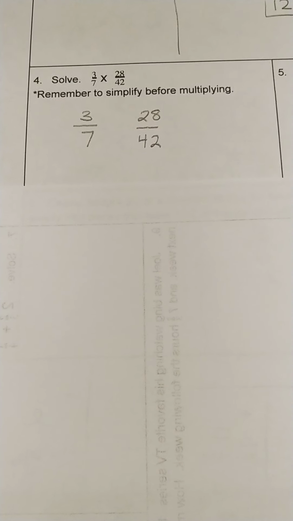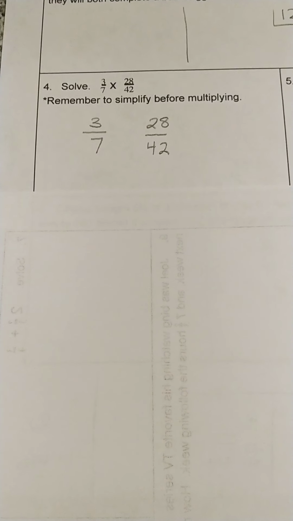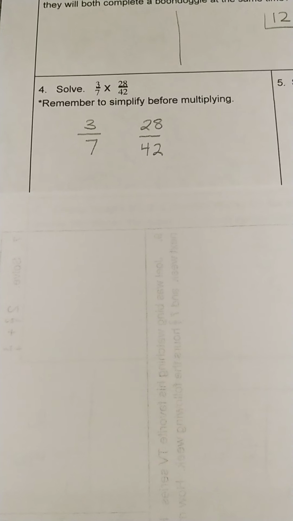In problem number 4, you're going to multiply fractions, and again there's a hint. It says remember to simplify before multiplying. Look at the 3 and the 42 across the problem, and 3 goes into 42, so you can do some simplifying before you multiply. And also 7 and 28, 7 goes into 28, so again, cross-simplify before you multiply. Then when you've simplified, multiply across the numerators and across the denominators to get your final answer.